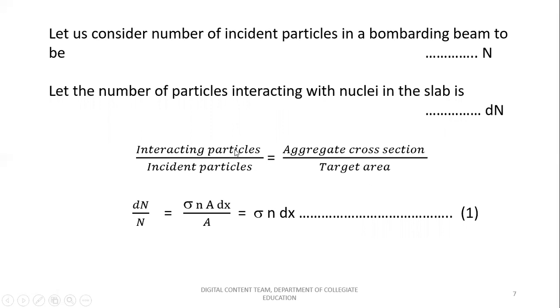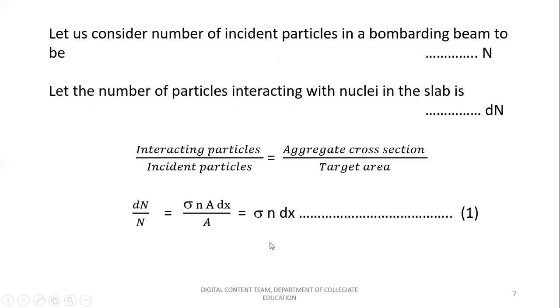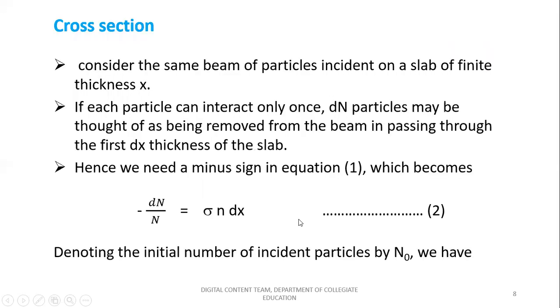Here the interacting particles are a small amount denoted by dn, and the total incident particles are capital N, which should equal the aggregate cross section, which we just got as sigma n A dx, divided by the target area, which is the cross-sectional area capital A. So the right hand side becomes sigma n dx. Call this equation 1.